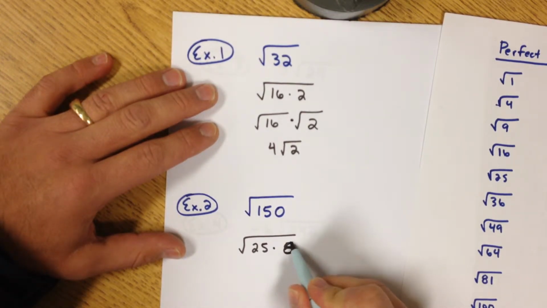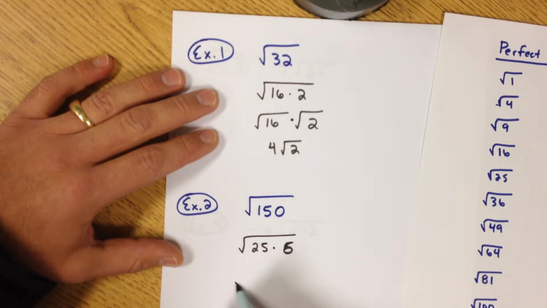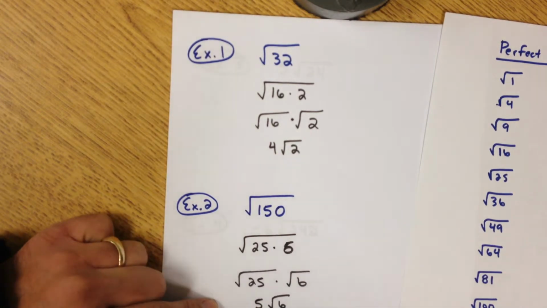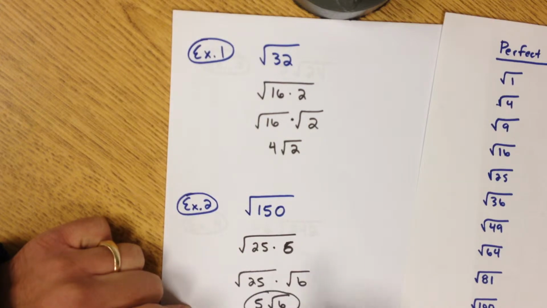6. Then the square root of 25 times the square root of 6. The square root of 25 is 5. So this is 5 radical 6, and that's my answer.